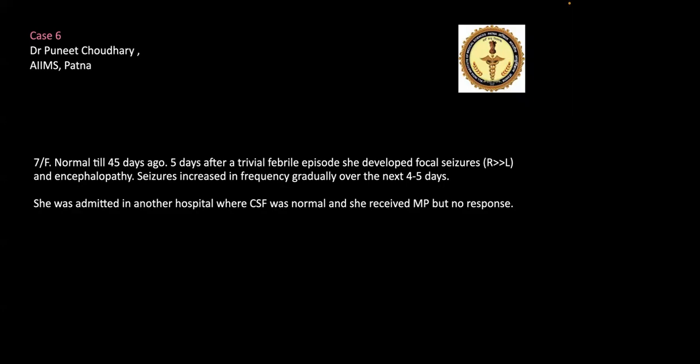So, a 7-year-old girl, she was a developmentally normal child. 45 days ago, after 5 days of trivial febrile illness, after the fever subsided, she developed focal seizures, which were more on the right compared to the left, and encephalopathy. And seizures gradually increased in frequency over the next 4 to 5 days.